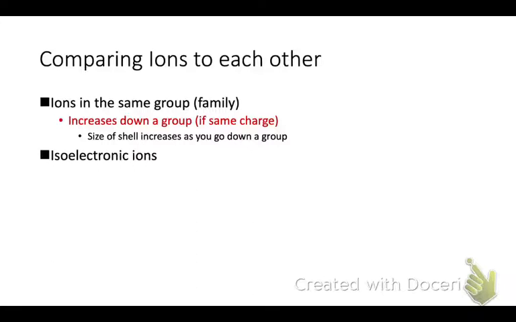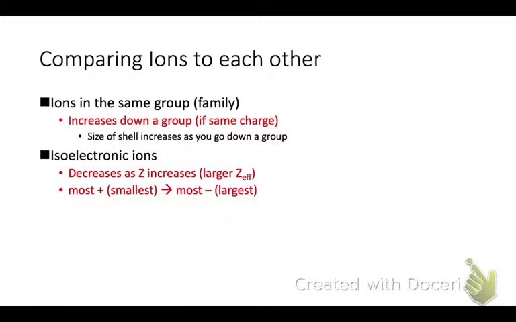Now, there is also something called isoelectronic ions, which means these are ions that have the exact same electron configuration. The size decreases as Z increases. So what does that mean? As the atomic number increases, the size will decrease because you're going to have a larger effective nuclear charge. However, the most positive charge will be the smallest, and the most negative charge will be the largest. So here is an example. What these ions have in common, guys, is electron configuration. They all have the same electron configuration, which is the electron configuration of argon.